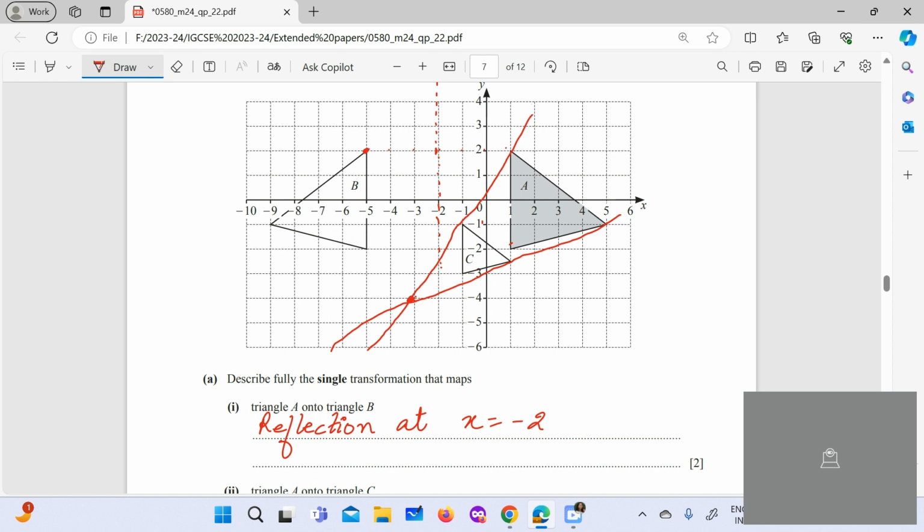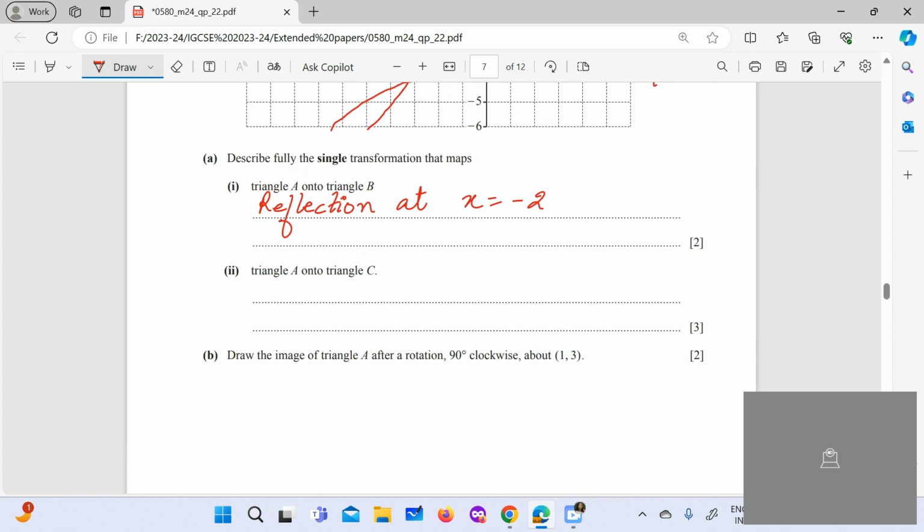Okay, so we got the center of enlargement at minus 3, minus 4. This is your center of enlargement, and then you have to write the scale factor. Now see, originally it is 1, 2, 3, 4, and if you look at the corresponding side, it is 2. So 4 has become 2. How? When you divide it by 2, so your scale factor is half.